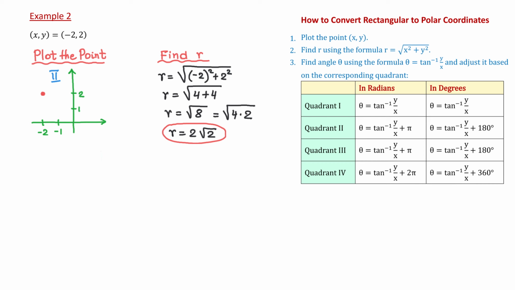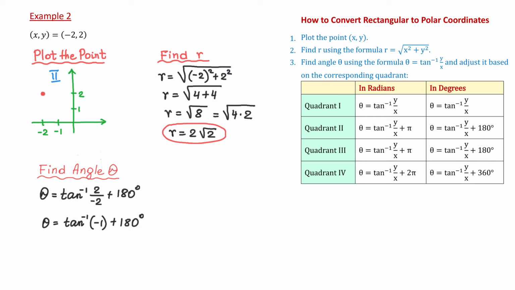Now let's find angle theta. In quadrant 2, the formula is inverse tangent of y over x plus 180 degrees. So to find angle theta, we take the inverse tangent of 2 over -2 and we add 180 degrees. We can also write this as inverse tangent of -1 plus 180 degrees. And now here, let's discuss why we have to add 180 degrees.